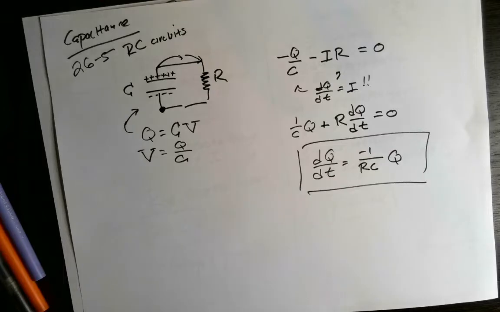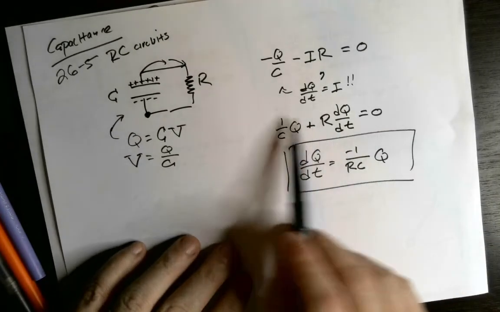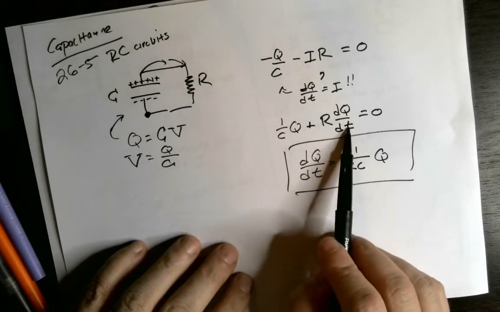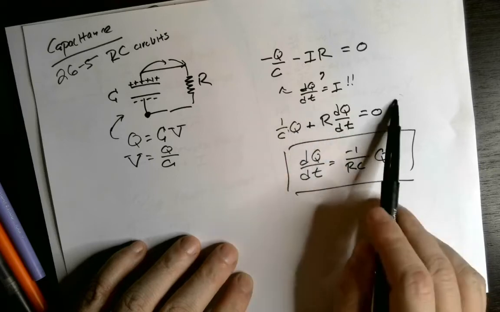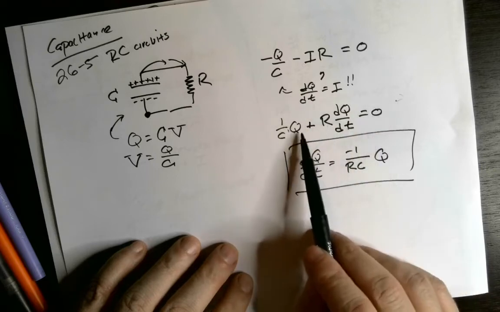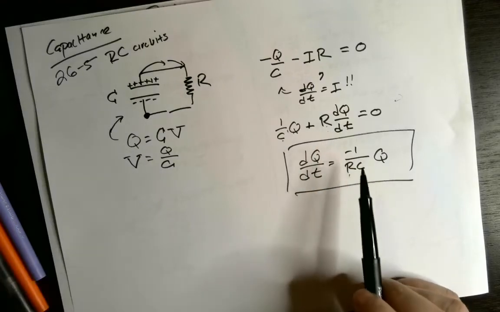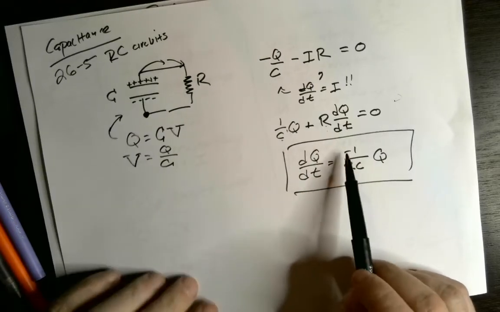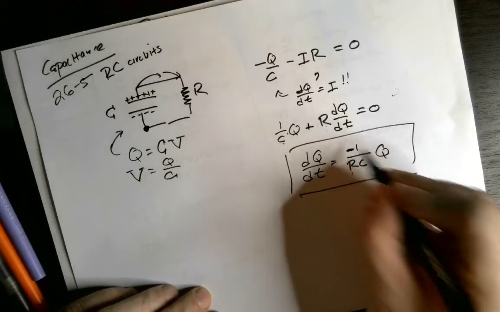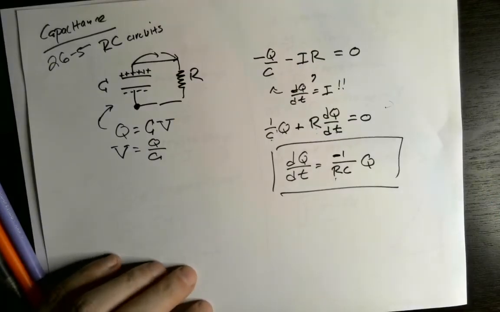Okay? Make sure you can follow that algebra. This is the current. Put this over the sign. Divide through by R, so this becomes negative. I've got minus 1 over RC. That negative sign is important. It's important that we get the sign here correct.